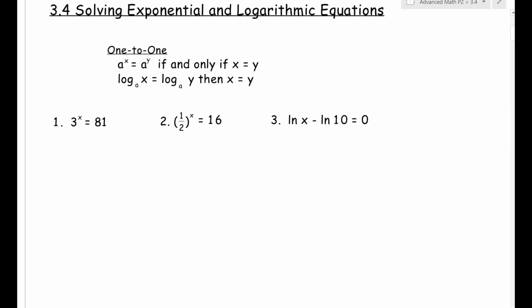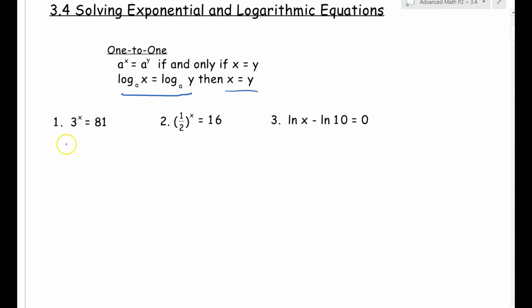And we're going to come back to this one-to-one idea with logarithms, even with more complex ones, okay? So again, if you're taking log base a on both sides, the logarithm of the same base, then we know what they're taking logarithms of have to be equal. Okay, so let's take a look.